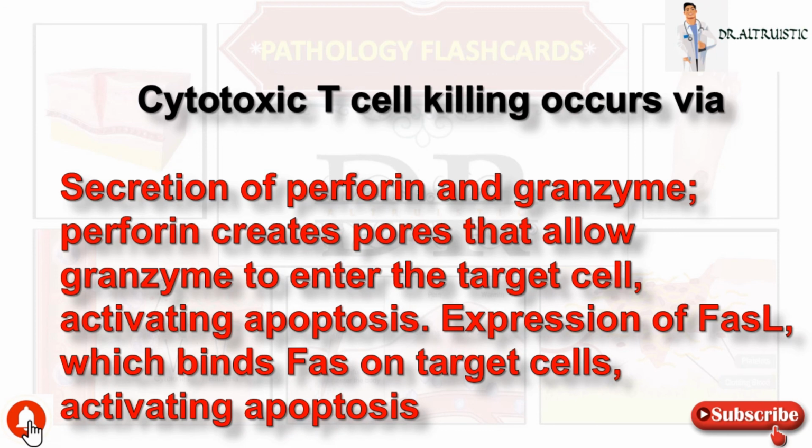Cytotoxic T cell killing occurs via secretion of perforin and granzyme. Perforin creates pores that allow granzyme to enter the target cell, activating apoptosis. Expression of FasL, which binds Fas on target cells, also activates apoptosis.